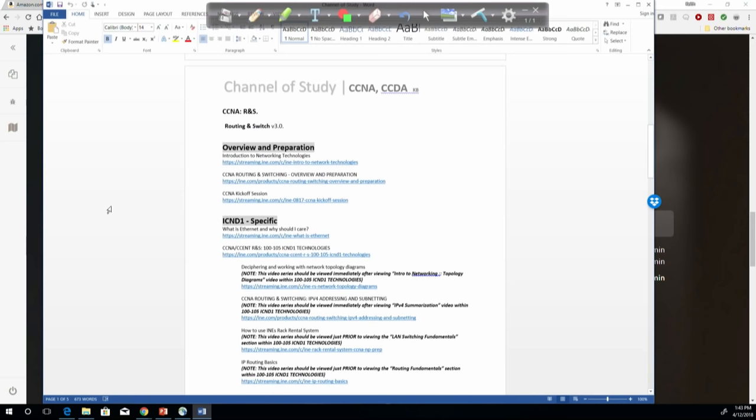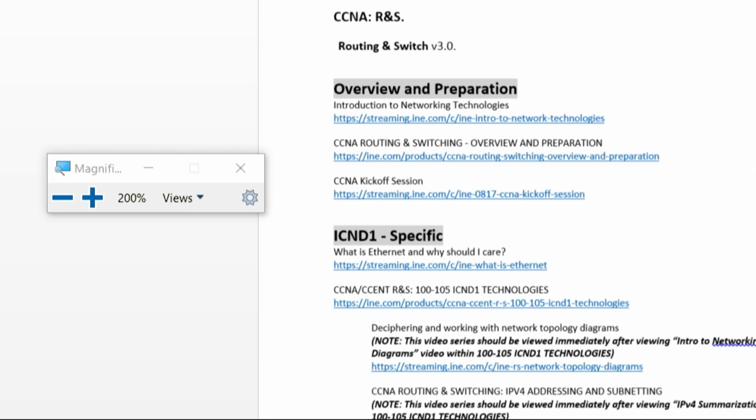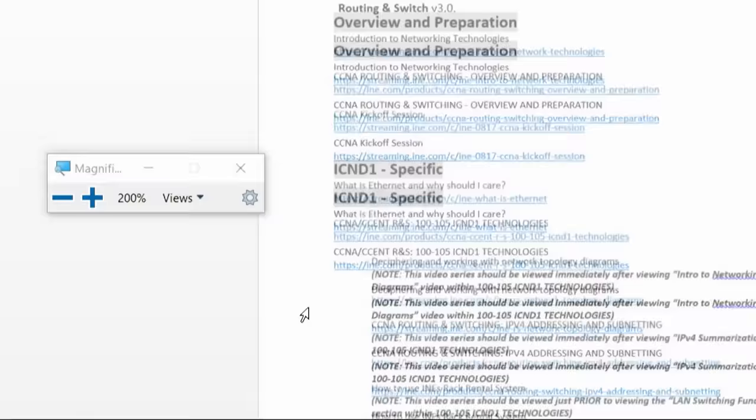But for the CCNA, I would recommend, let me just zoom in on this a little bit. Okay, so I would start out with this video, Introduction to Networking Technologies. That's sort of like the real baseline ground level video. And then watch the CCNA Routing and Switching Overview and Preparation and the kickoff session. So that'll get you familiar with how to prepare for the test, what to expect when you sit down for the test, what type of questions you're going to see. And then you're going to start preparing for your ICND1 exam.